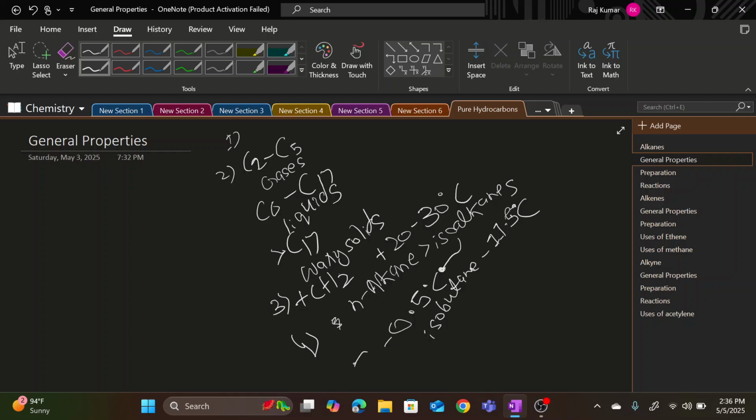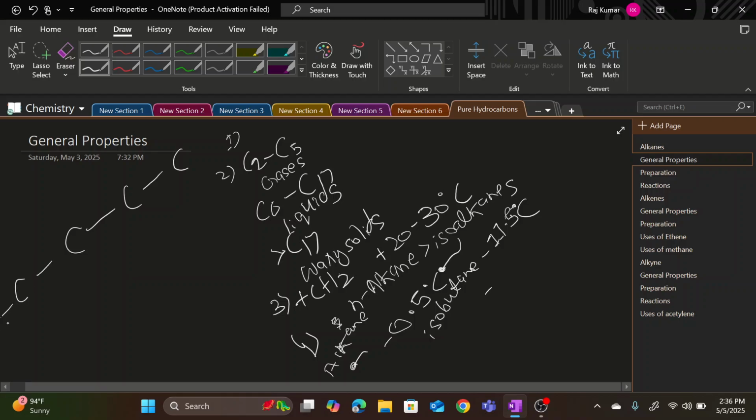So this is something that needs to be considered. If you take a normal chain, for example, let's say this is propane, or let me make it a bit more complex. Let's say I take a pentane. This is a straight chain pentane, also known as n-pentane.